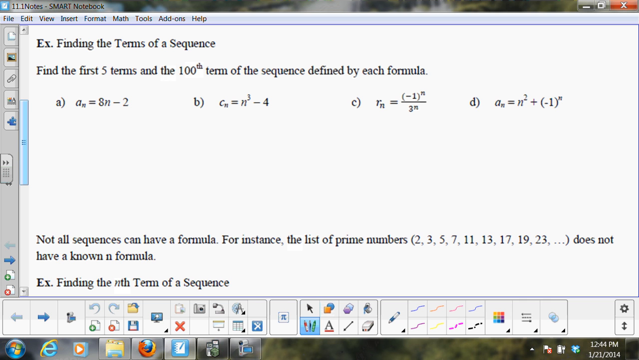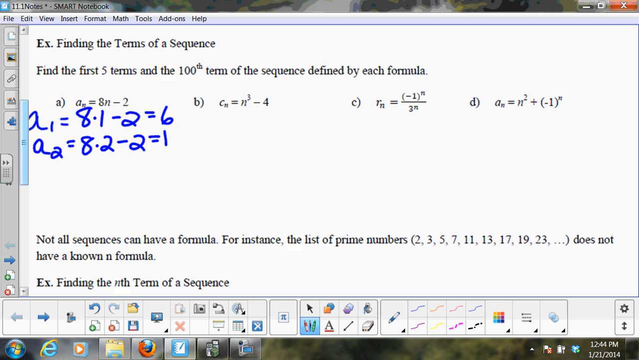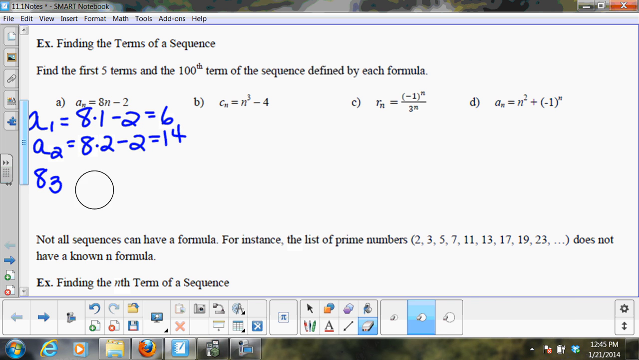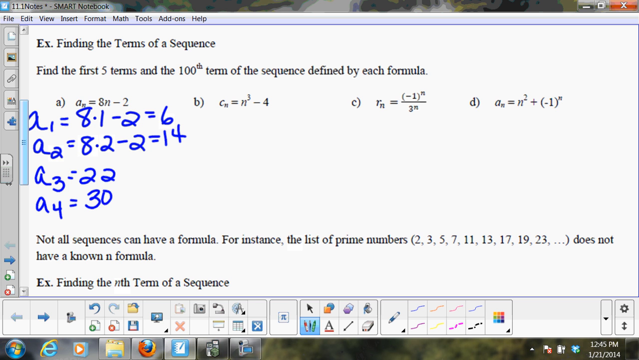So if we plug the first term in, 8 times 1 minus 2, we get 6. If we plug the second term in, 8 times 2 minus 2, so we notice that it's going up by 8. So the third term will be 22, the fourth term 30, the fifth term is 38, the 100th term is 798.